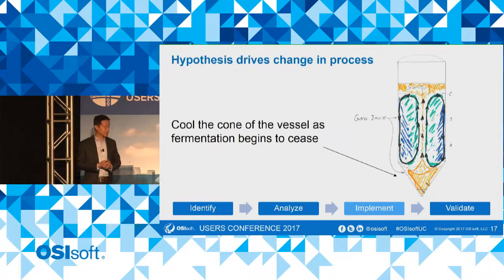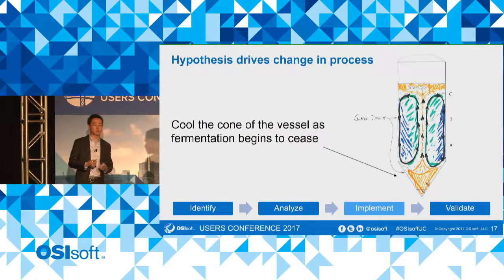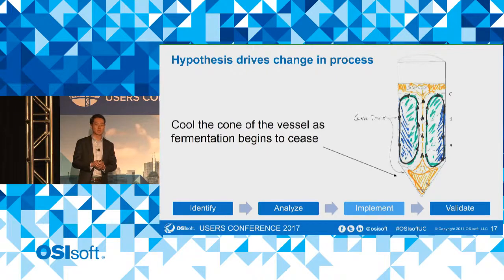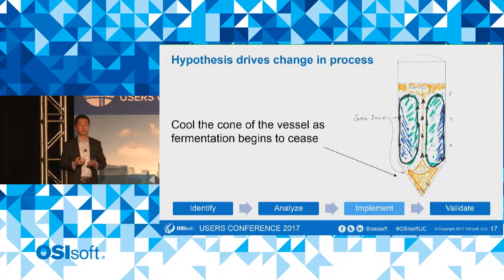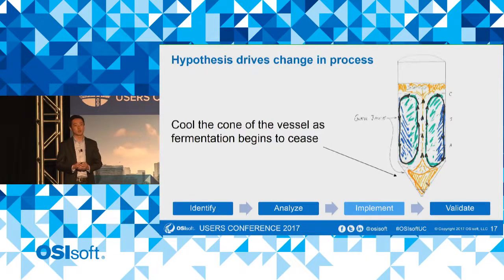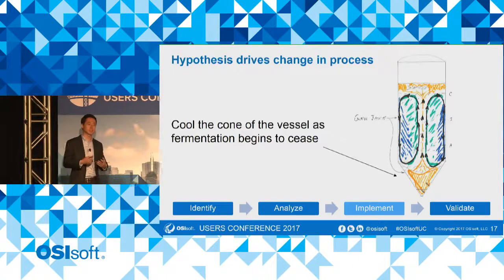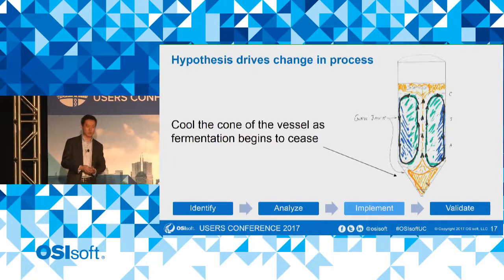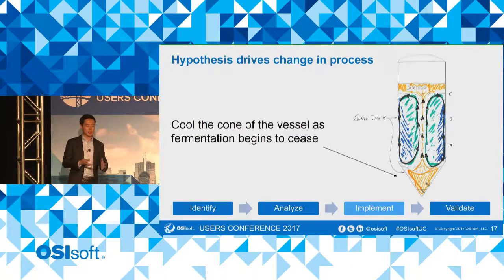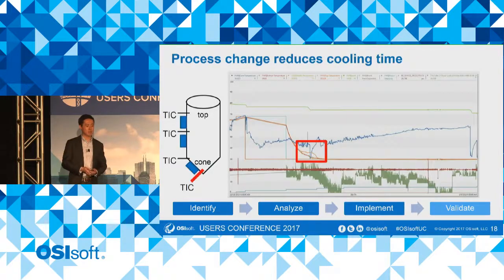So based on this hypothesis, they decided to implement a change. So instead of doing what they did before, how about let's start to cool the cone of the vessel before we start cooling other parts of the vessel, right? So when the fermentation starts, that cone temperature is already cooling. So with that change, let's see what happened, right?